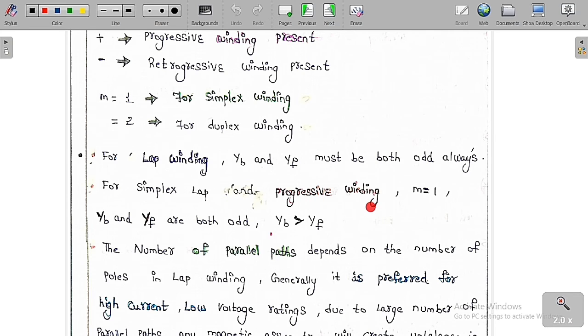For simplex lap and progressive winding: simplex means m is equal to 1, lap winding means Yb and Yf are both always odd values, and progressive winding means Yb is greater than Yf. These are the things you can get from this equation.